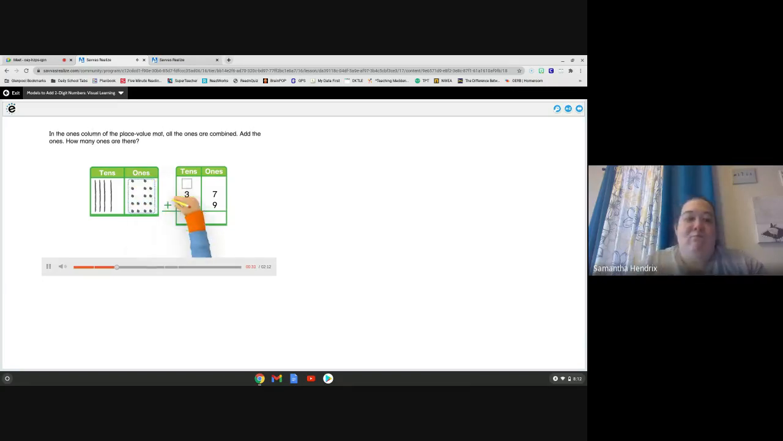In the ones column of the place value mat, all the ones are combined. Add the ones. How many ones are there? 7 ones plus 9 ones equals 16 ones. There are 16 ones. You can't write 16 in the ones column. You cannot. You need to regroup 16 ones as 1 ten and 6 ones.